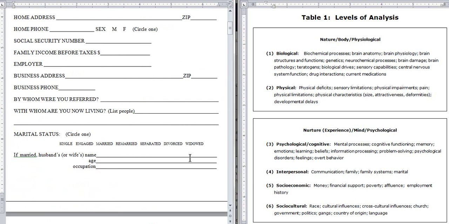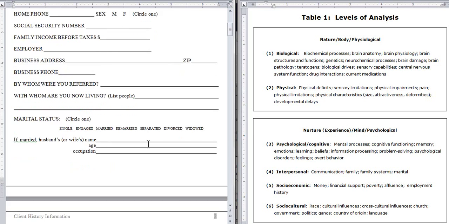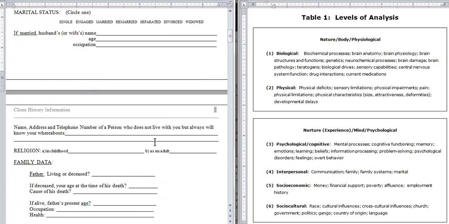Now the marital status can be very important. That's over here on the interpersonal level. Whether the person has support or not support, whether she's been divorced or is still married. So we'll look at those factors.